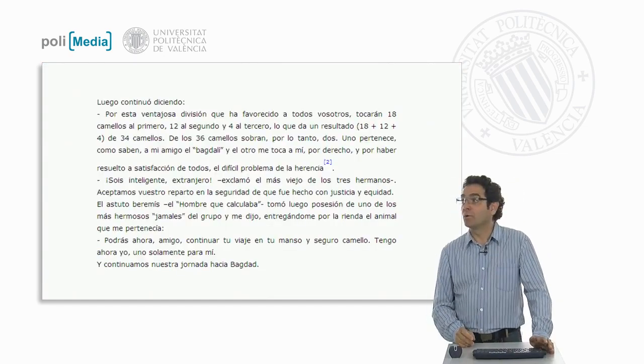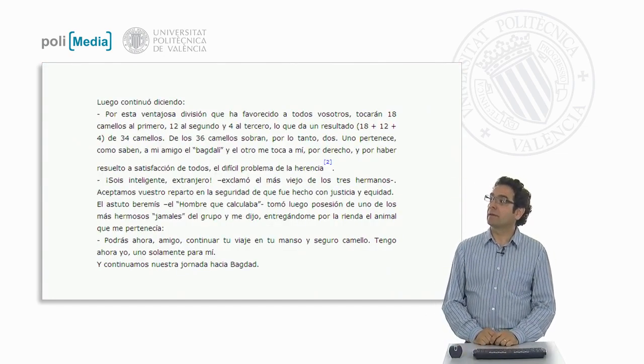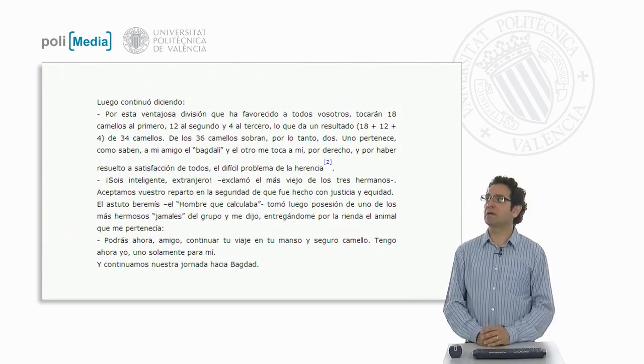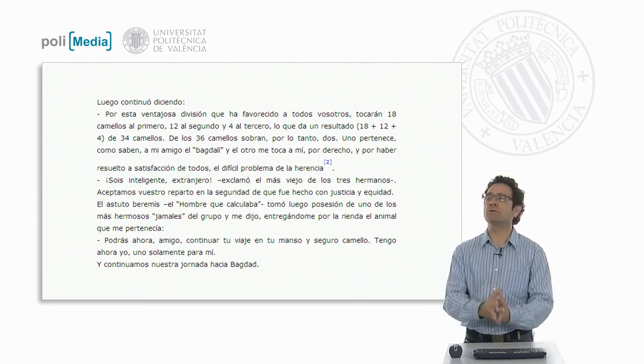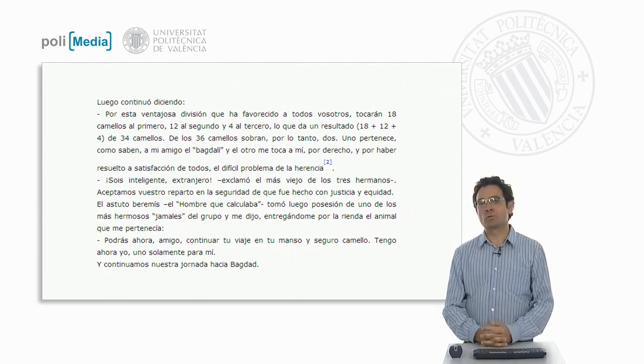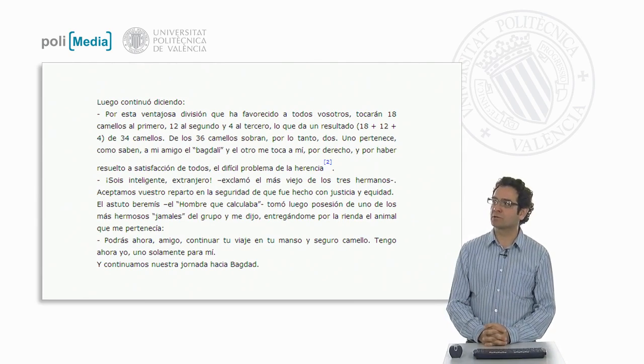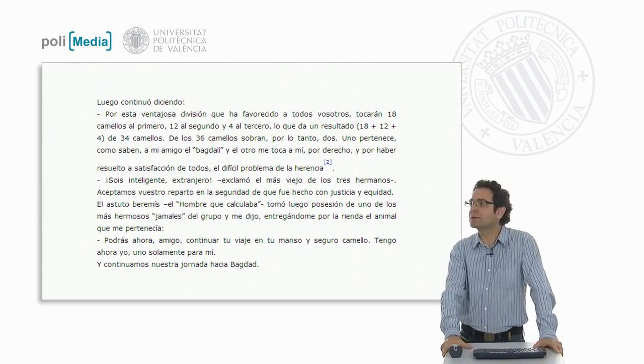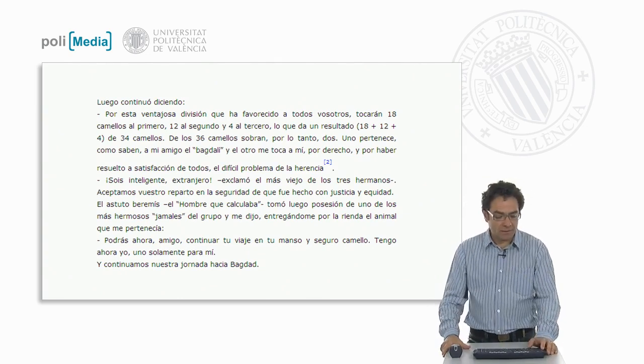And with that, the man who calculated logically says that out of the 36 that are left, therefore, one belongs, as you know, to my friend, which is the one they had added. He returns it, and the other, it is up to me by right to have resolved the satisfaction of all this difficult problem of inheritance. Logically, they tell him that he is very smart, and he leaves with his camel.